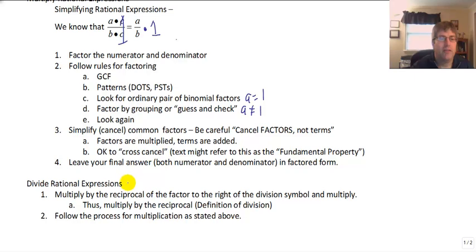Dividing rational expressions. The process is very similar to multiplication, but in dividing, we will multiply by the reciprocal of the factor to the right of the division symbol. So take the factor to the right of the division symbol, flip that, and multiply. Thus, we are going to multiply by the reciprocal. That's our definition of division. And then we'll follow the process that we stated above.